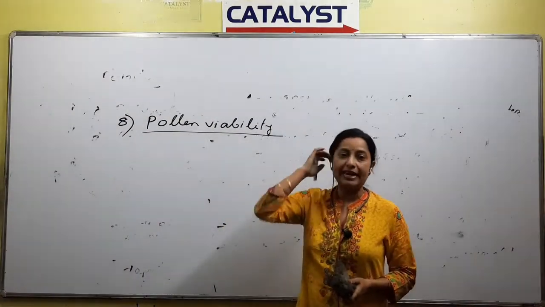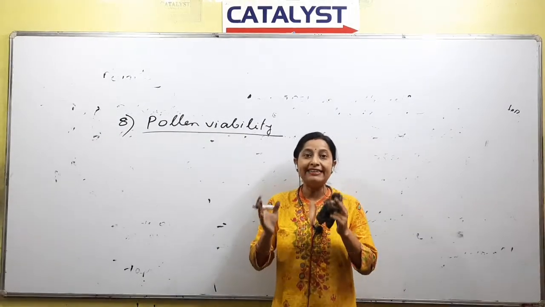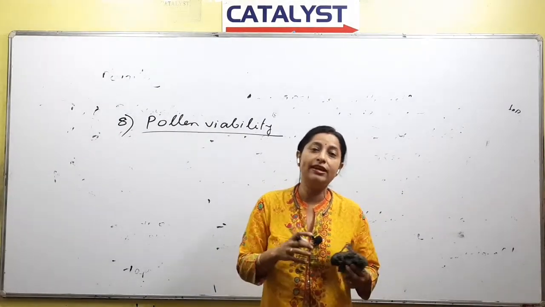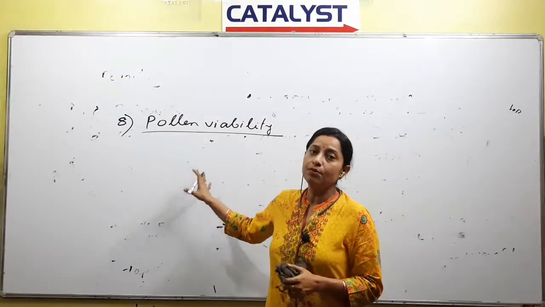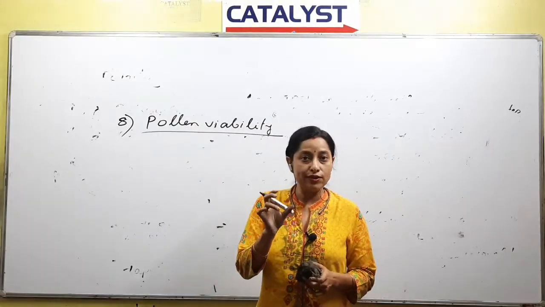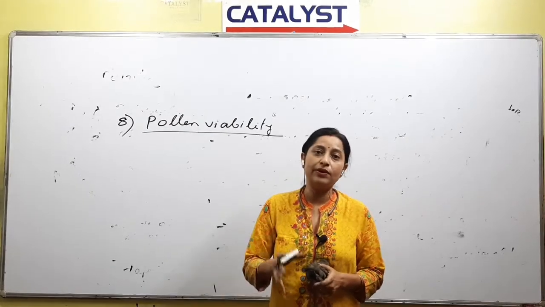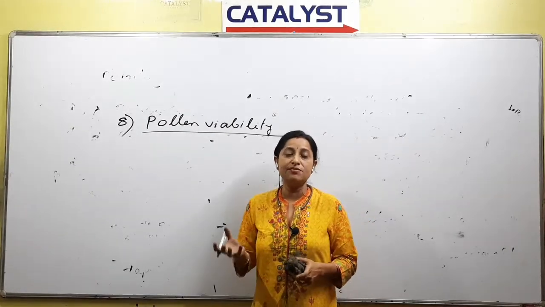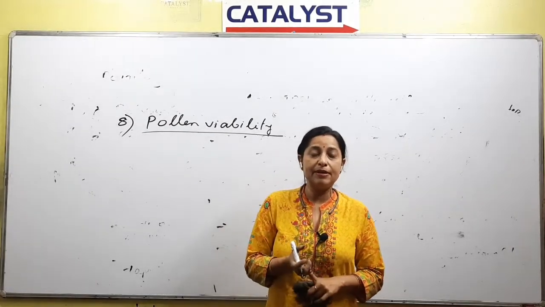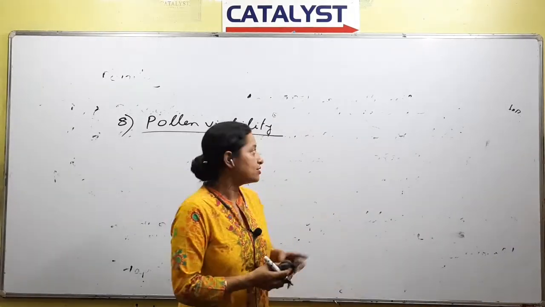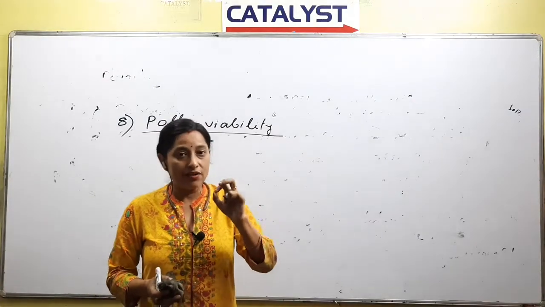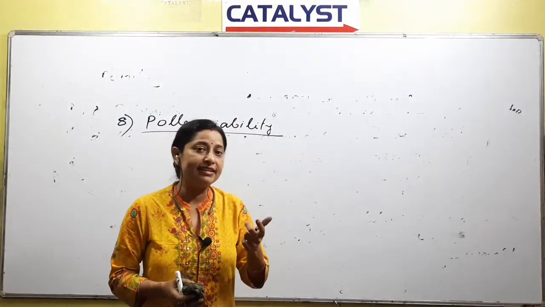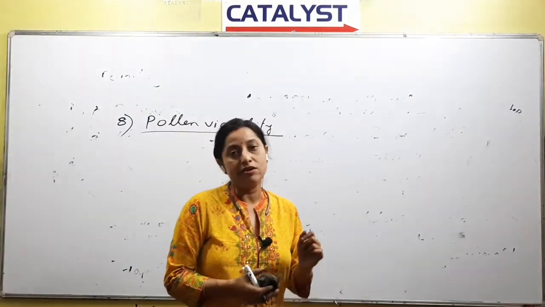Pollen viability means up to what time, that is, the time period up till when the pollen has the capacity or capability to germinate. Only up to a certain time does the pollen have germination power, afterwards the germination power will not remain, depending on species to species. So what is viability? The time period in which the pollen has the capacity to germinate is called viability.